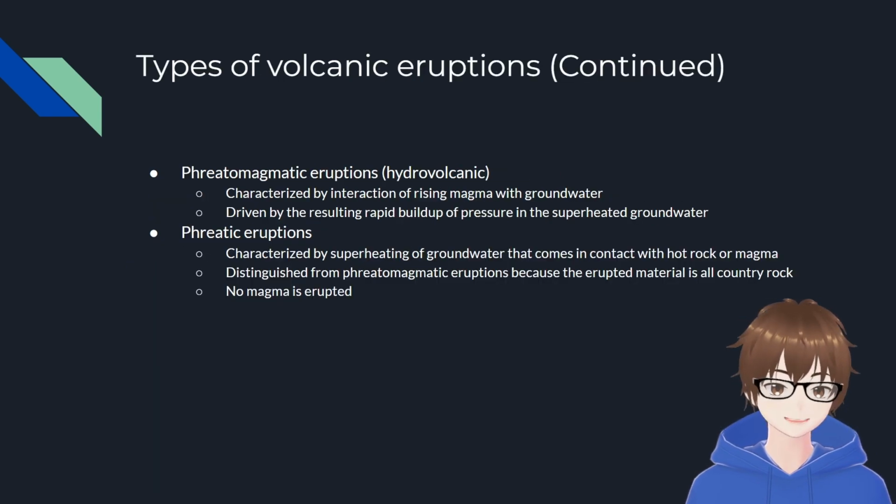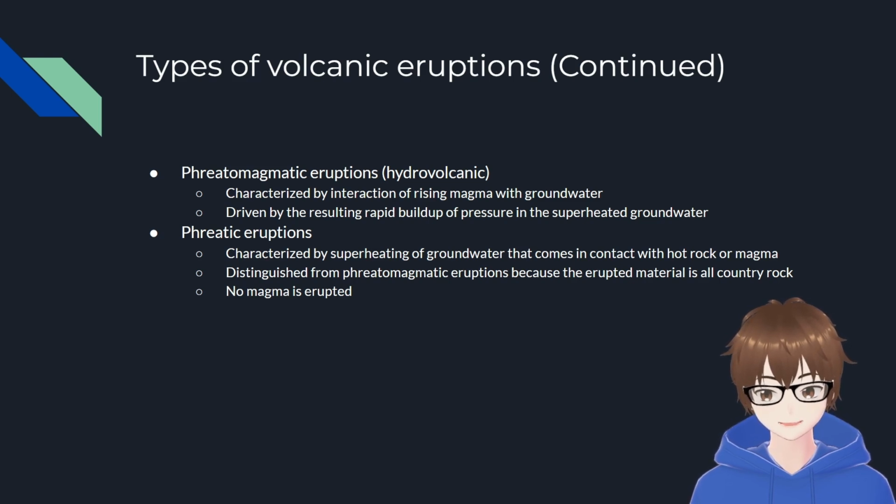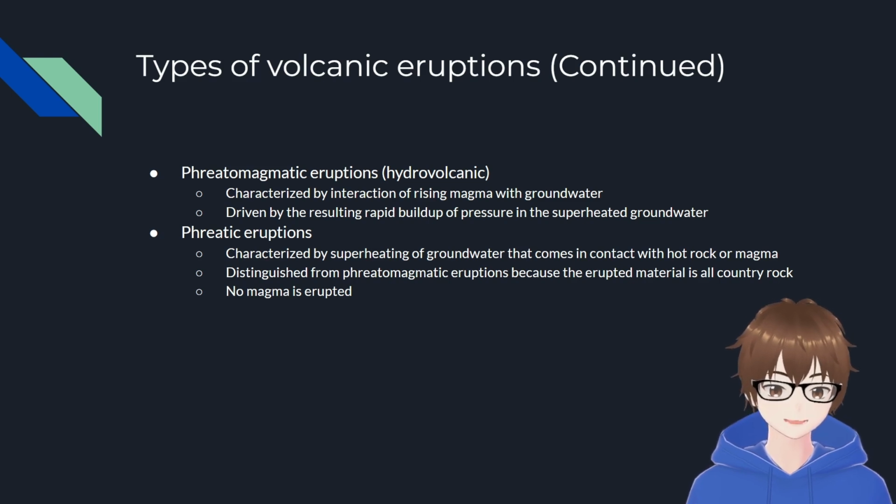So we still have a few more types of volcanic eruptions. Then we have phreatomagmatic eruptions, which are hydrovolcanic, and they are characterized by the interaction of rising magma with groundwater. And it's driven by the resulting rapid buildup of pressure caused by the superheated groundwater. So basically, just a lot of steam being built up because of the magma heating up the groundwater.